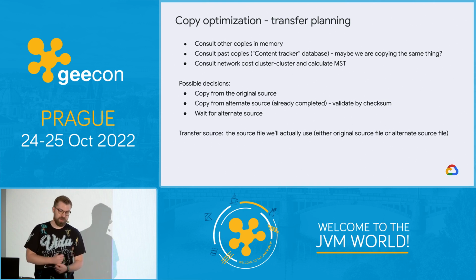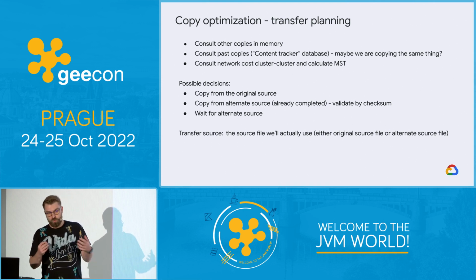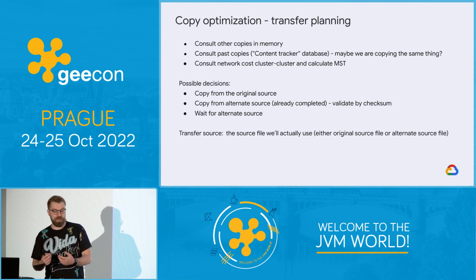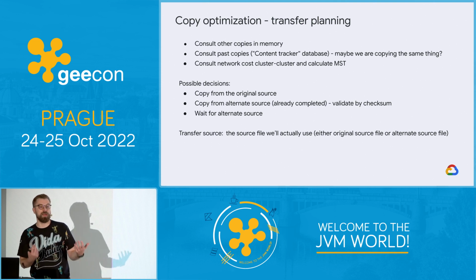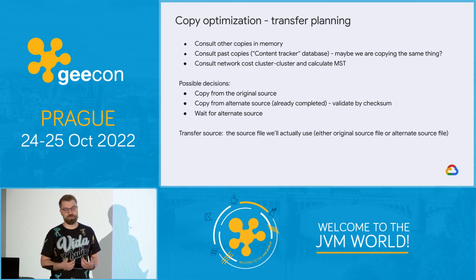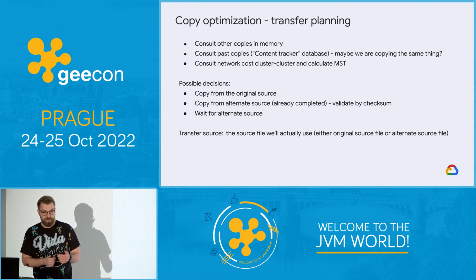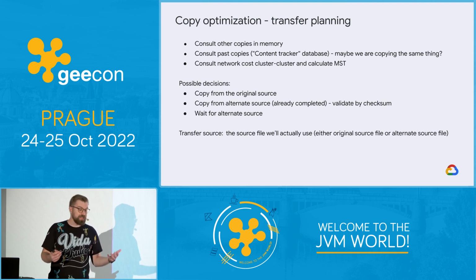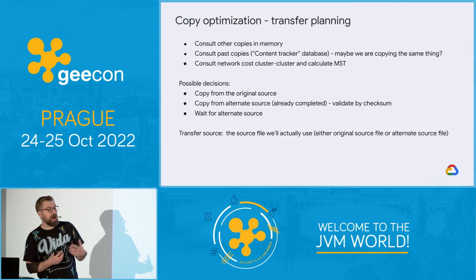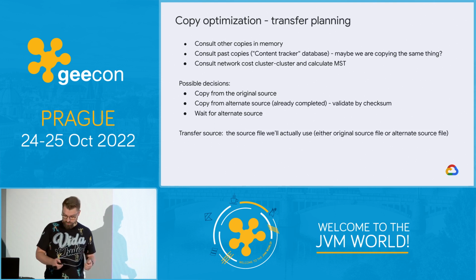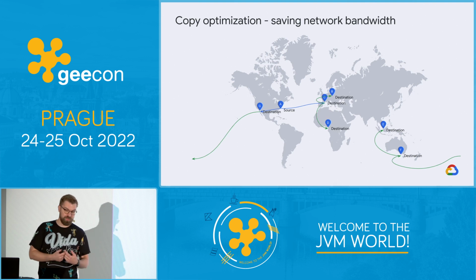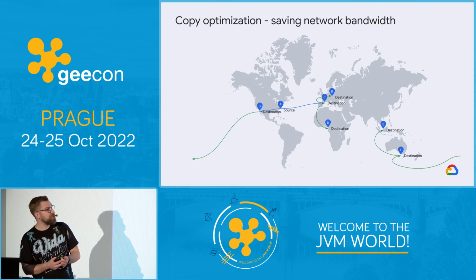so maybe we can use one of these as source rather than the one that the user provided us. And we also will consult the networking layer, asking it basically how expensive is it to copy bytes through this specific link. We'll calculate a minimum spanning tree over that, and basically that will define how we want to copy things. So you can end up with something like this rather than the first picture.